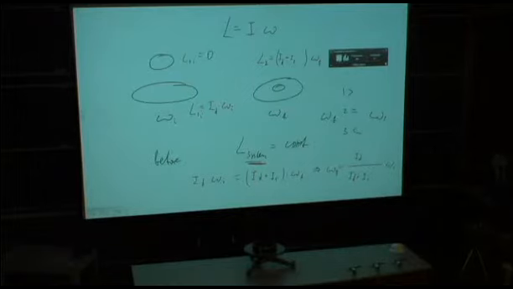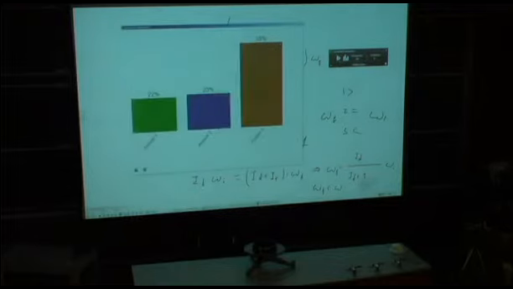Any questions? This is just an illustration of the law of conservation of angular momentum. Good, good, good.